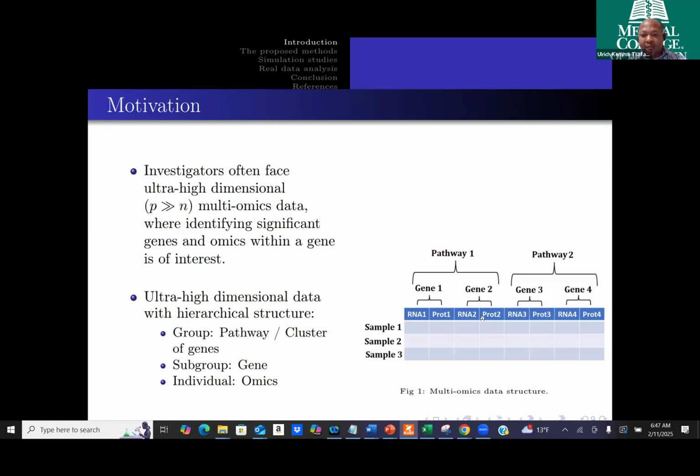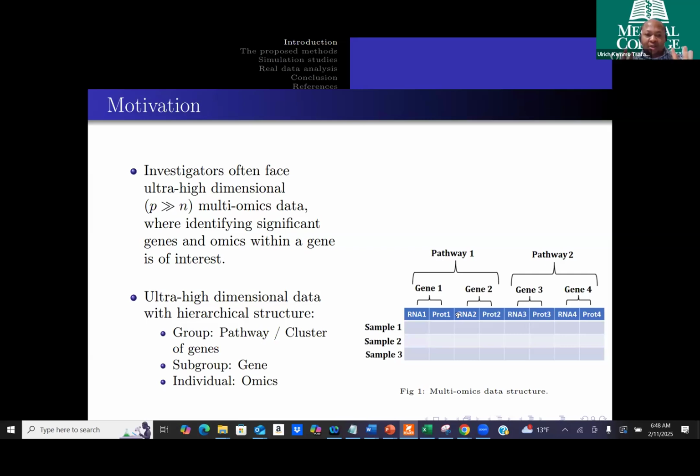So you have 3 samples with 8 covariates, and you have 2 omics, RNA and proteins. You see that RNA 1 and protein 1 that are coming from the same gene are likely to be correlated, because protein is the result of the translation of RNA. And also gene 1 and gene 2 that belong to the same pathway are also likely to be correlated. Pathways, roughly speaking, are genes whose activity aims at the same function. So they are likely to be correlated. In this way, we have a tri-level hierarchical structure. First, the group structure, which is made of pathways, then the subgroup structure, which is made of genes, and then the individual structure, which is made of omics.